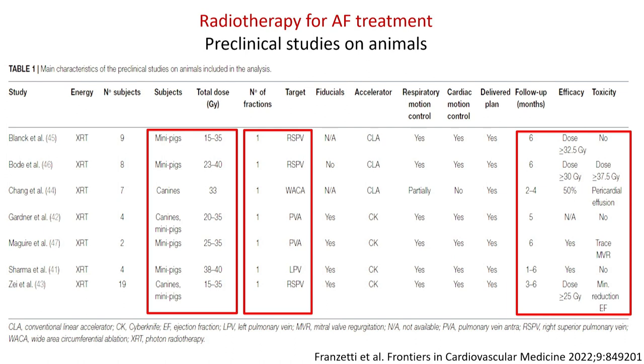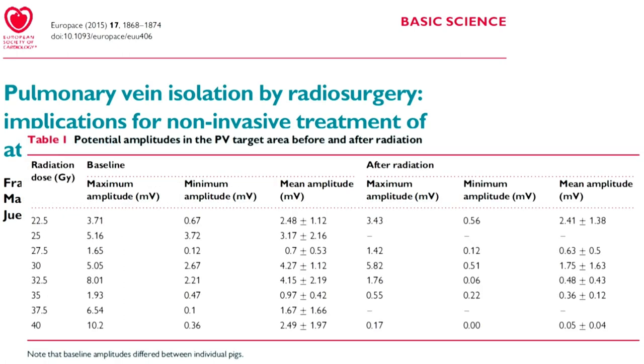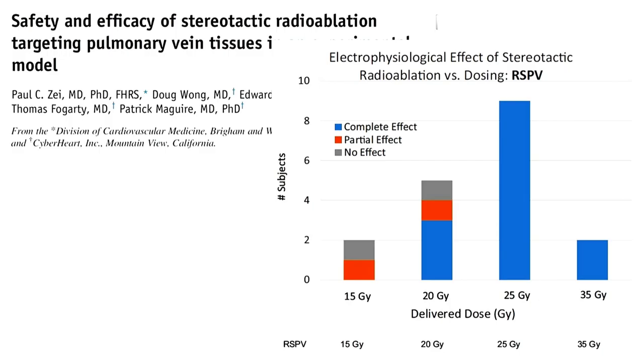We can see this Bolt study. In this study, they did ablation using from 22.5 gray up to 40 grays. And only using the high energy, they had a complete absence of amplitude at the EP study post-radioablation. So in this study, they said that we need at least 35 grays.